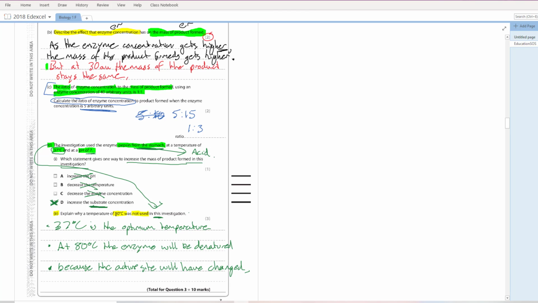Let me just check it. Explain why a temperature of 80 degrees Celsius is not used in this investigation. So I know that 37 degrees is the optimum temperature. I'm happy with that. At 80 degrees Celsius, the enzyme will become denatured. So why is that important? That's important because the active site, I appreciate my writing is not beautiful and neat, will have changed shape. Let's put change shape at the end of that. And if it's changed shape, that means that the substrate won't be able to fit into it, which could potentially be a fourth mark. So if you wrote something like that, that is absolutely fine as well.